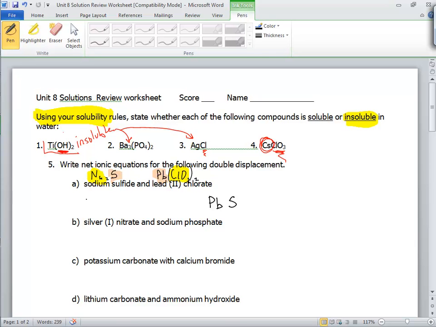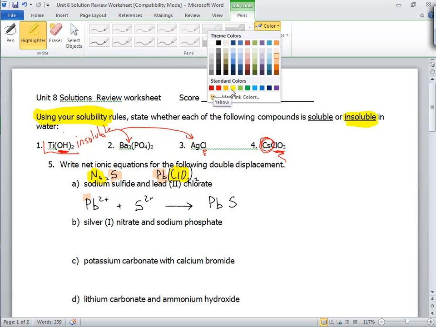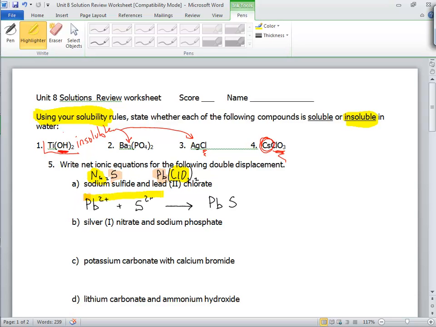It's going to form a precipitate. So we're going to show that part of the reaction just by showing the ions that make up the lead sulfide. The lead that came from the lead chlorate and the sulfide that came from the sodium sulfide. And we're going to include the charges, and then we're going to show that they combine when they are in solution because they are not soluble and they're going to form a precipitate and settle to the bottom of the container. Now that, the highlighted equation here is what you need for the net ionic equation.